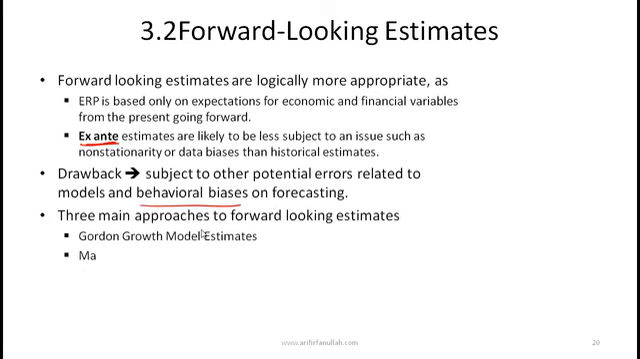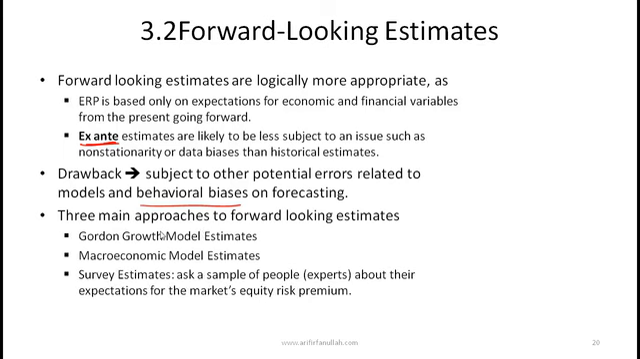Now, this will look somewhat familiar. What are the main approaches for coming up with your equity risk premium? One is the Gordon growth model, which you should know. And then there are macroeconomic estimates and survey estimates. I'll spend time on 1 and 2. Survey estimates is the simplest. All you do is ask a sample of experts about their expectation about the equity risk premium.